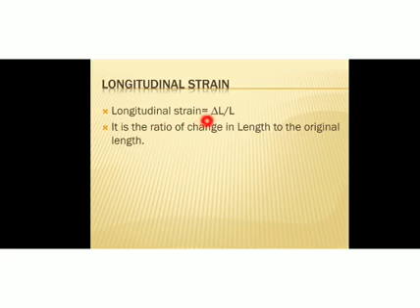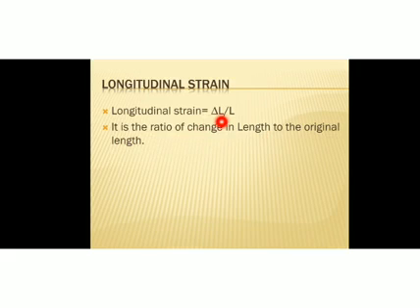So longitudinal strain is calculated using this expression, change in length by original length, because the general equation to calculate strain was change in dimension by original dimension, and in the case of longitudinal stress, the change occurs in the dimension of length. So longitudinal strain is equal to change in length by original length, delta L by L. Delta L means change in length and L is the original length. So how will you define it? Longitudinal strain is defined as the ratio of change in length to the original length.